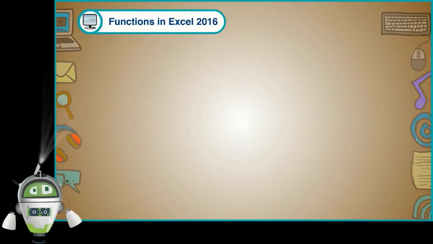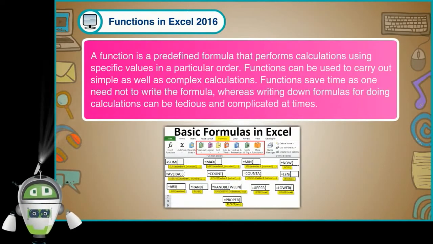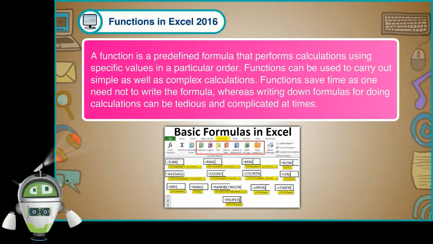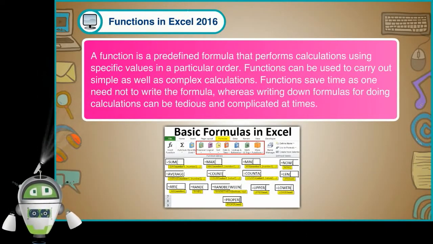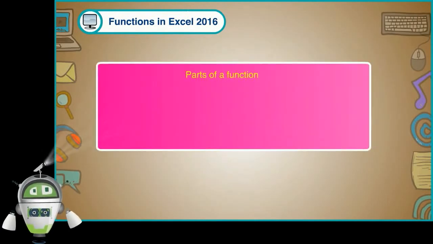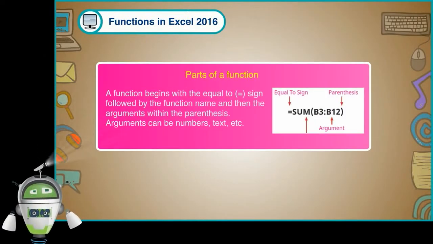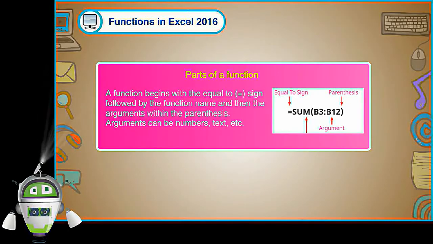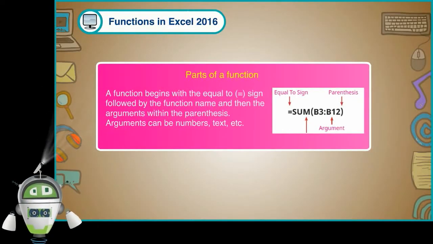Functions in Excel 2016. A function is a predefined formula that performs calculations using specific values in a particular order. Functions can be used to carry out simple as well as complex calculations. Functions save time, as one need not write the formula, whereas writing down formulas for doing calculations can be tedious and complicated at times. Parts of a function. A function begins with the equal to sign, followed by the function name and then the arguments within the parentheses. Arguments can be numbers, text, etc.